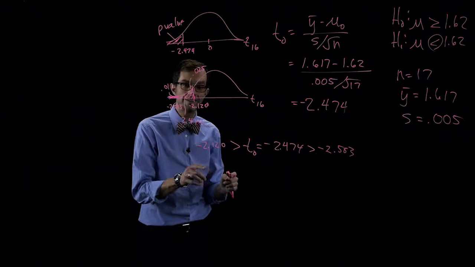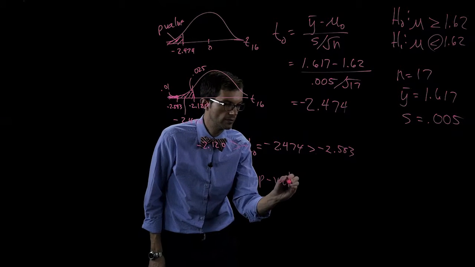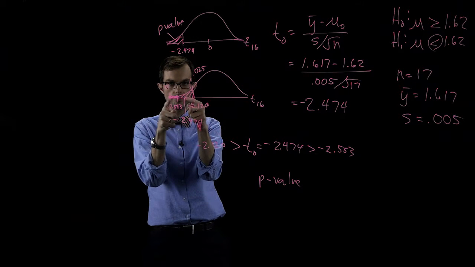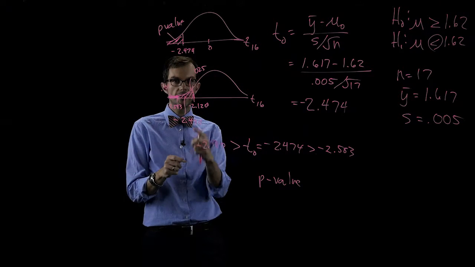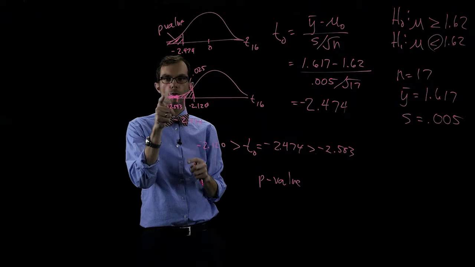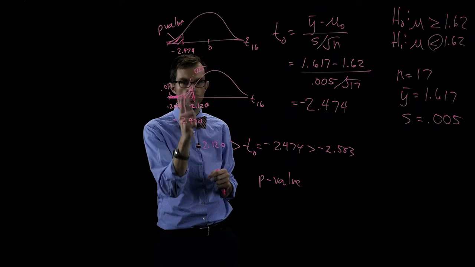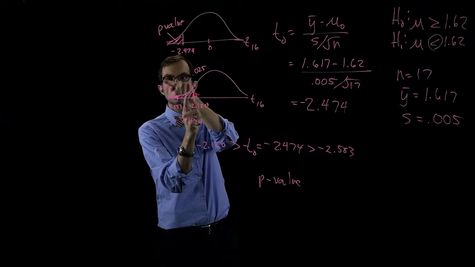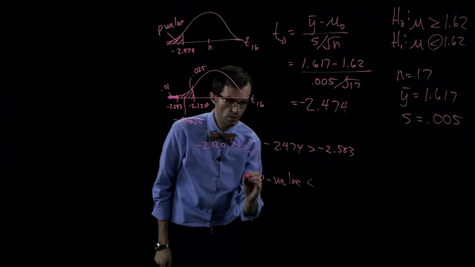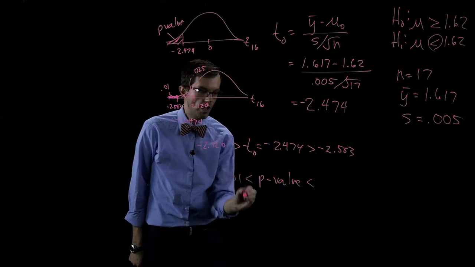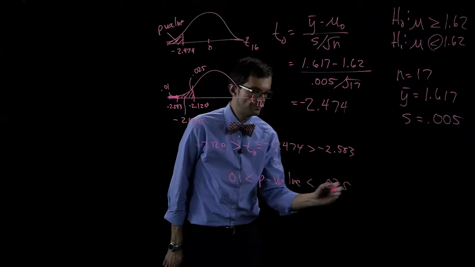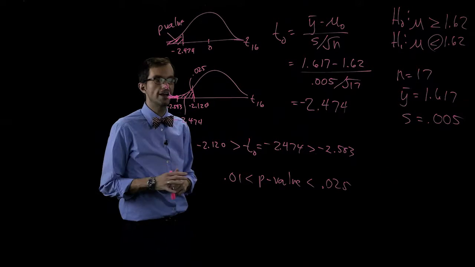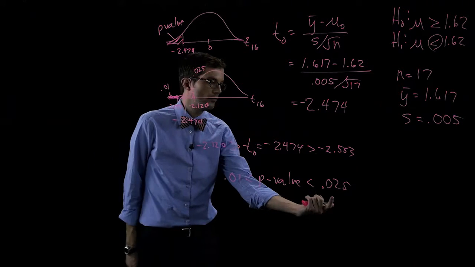Okay, that means that the p-value, this area down to the left of this, that area down there must lie between 0.025 and 0.01. We don't know what it is exactly because we don't know where exactly that number lies, but the area must lie between this number and this number. So it must lie between 0.01 and 0.025. So our p-value here is pretty small.